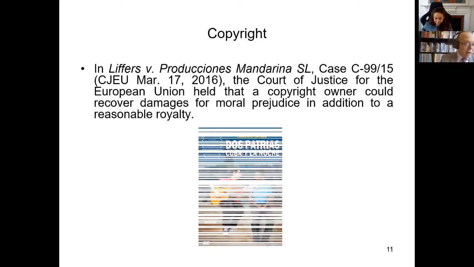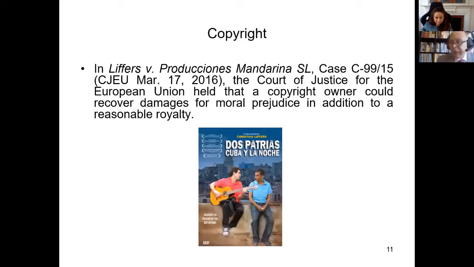And it involved a motion picture work, this documentary that Liffers directed, titled Dos Patrias, Cuba y la Noche, about gay and transsexual people in Cuba. And so the defendant in the case took portions of this motion picture work and used them in a documentary on the topic of child prostitution in Cuba.